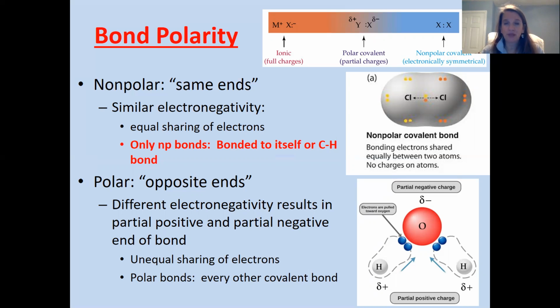So remember, there's only two types of nonpolar covalent bonds. That's if it's bonded to itself, or if it's a carbon bonded to a hydrogen. Any other covalent bond you would identify as a polar bond. Okay?